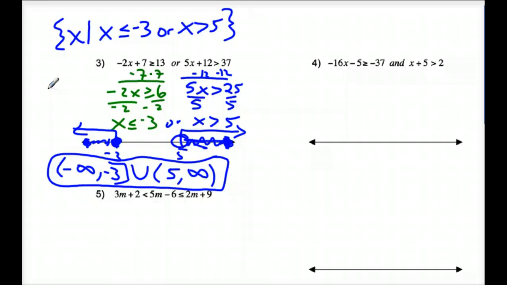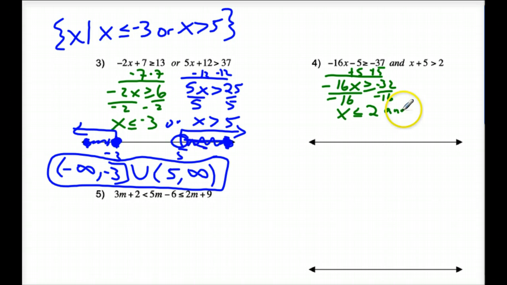Melissa, is the second one an and or an or? How do you know? Because it says it. Sometimes the ands are written compoundly, like that next one, but this one, we know it's an and. Flippy or no flippy? Flippy.